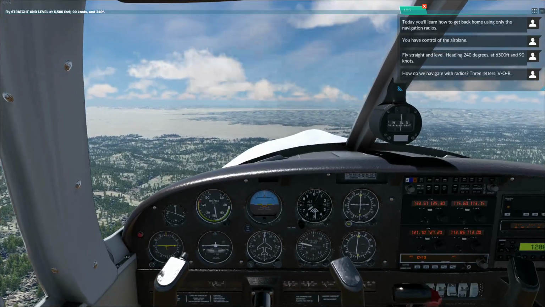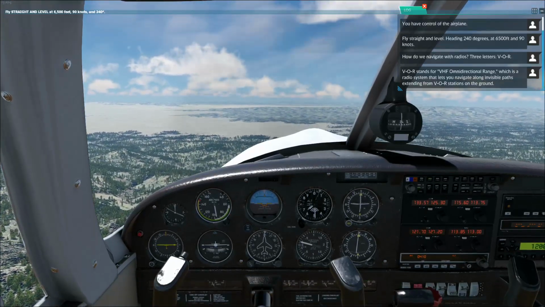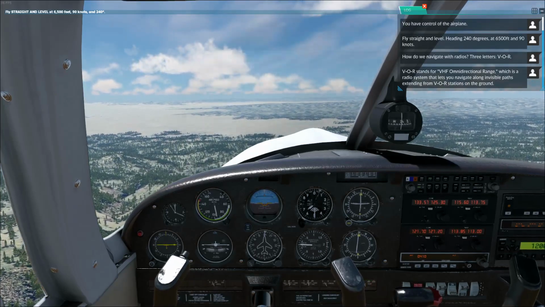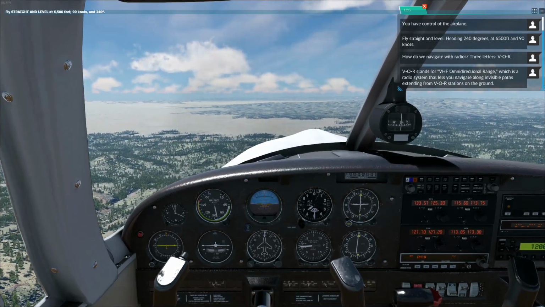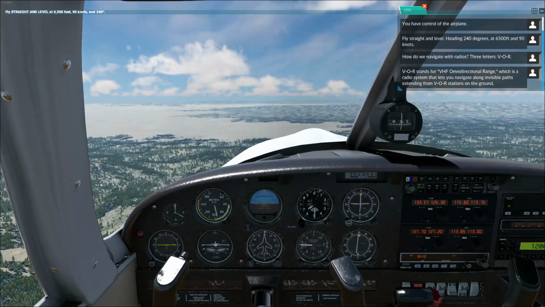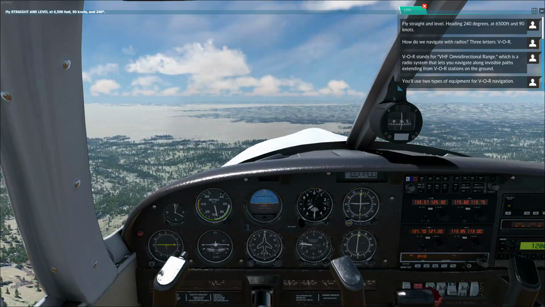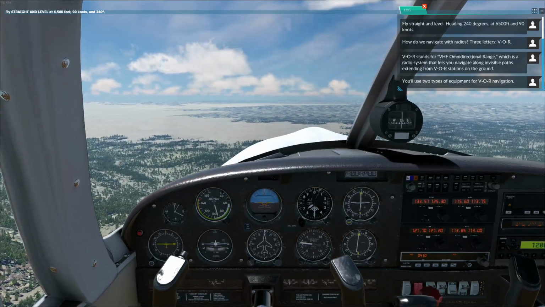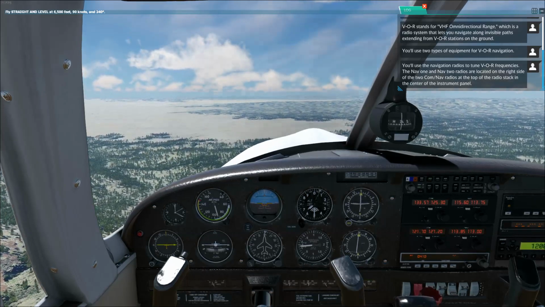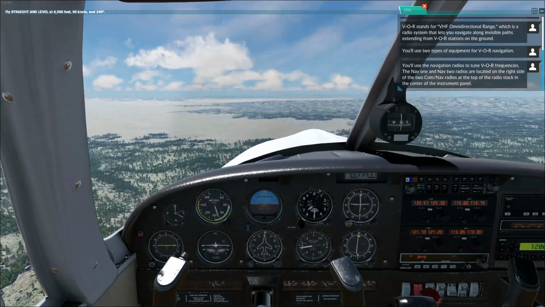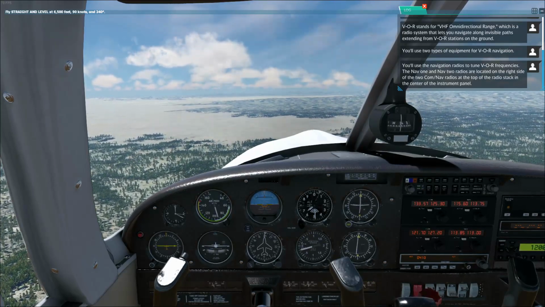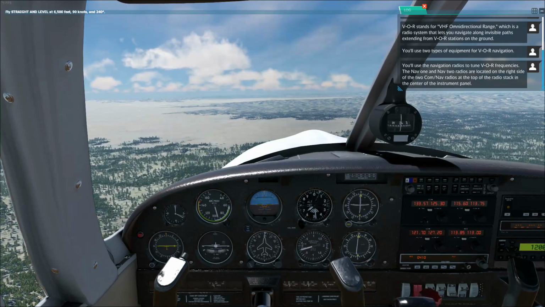Three letters, VOR. VOR stands for VHF Omni Directional Range, which is a radio system that lets you navigate along invisible paths extending from VOR stations on the ground. You'll use two types of equipment for VOR navigation. You'll use the navigation radios to tune VOR frequencies. The NAV1 and NAV2 radios are located on the right side of the two COM-NAV radios at the top of the radio stack in the center of the instrument panel.